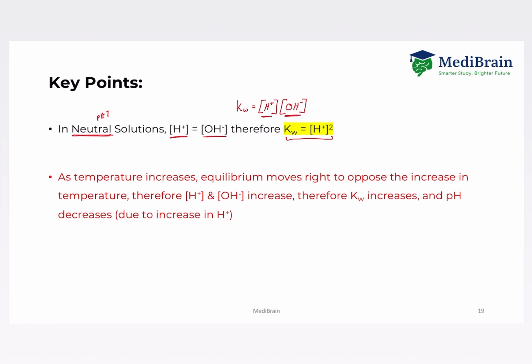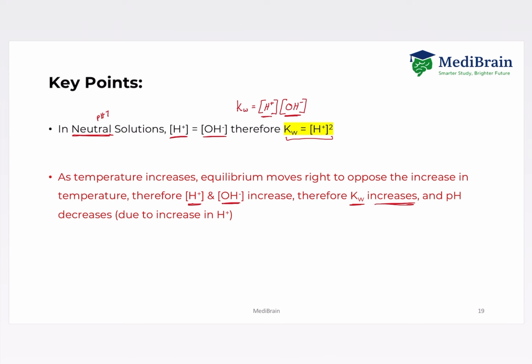Now, remember when I said over here, the forward reaction is endothermic. It's really important that you know that, because if you increase the temperature, the equilibrium will shift to the right. Why does it shift to the right? Because the forward reaction is endothermic, so it's going to oppose that increase in temperature, and therefore it's going to increase the concentration of hydrogen ions and hydroxide ions. Therefore, Kw will also increase. Okay, and the pH decreases because you've got an increase in hydrogen ions.